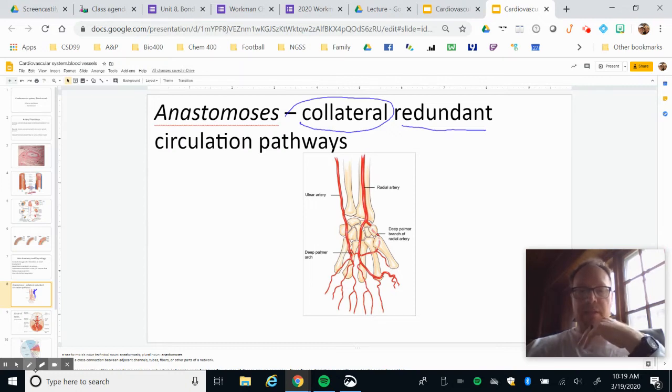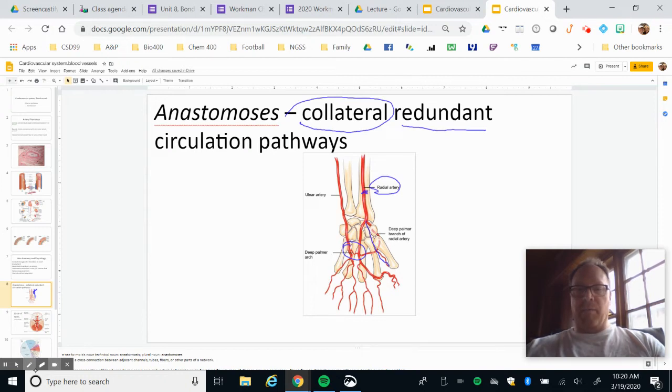So this structure right here is inherently a collateral redundancy. So why is that important? Well, if you had for some reason some blockage of blood flow in your radial artery, that could present problems for blood flow, ischemia, right? Lack of blood flow distally from where the site of the blockage would be.